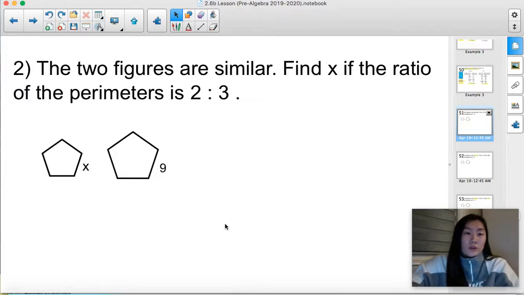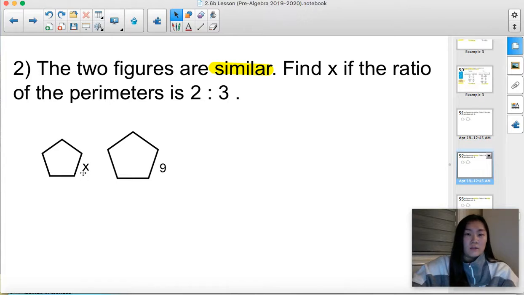Question number 2: the two figures are similar. Find x if the ratio of the perimeters is 2 to 3. That's how you read this, 2 to 3. And we're given the two similar figures right here. One, we do not know the dimension of this, which is x. And the other, the bigger figure, has 9 as the dimension. And whenever you see a colon, that means that's the given ratio.